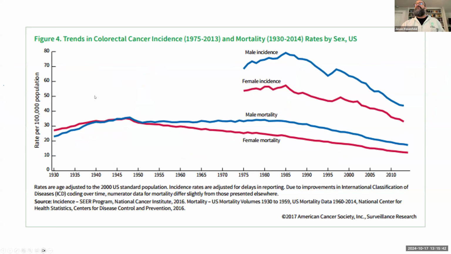So let's look at trends in colorectal cancer incidence, 1975 to 2013, and mortality by sex across the United States. So here we got colon cancer. You got mortality on the bottom, red for women, blue for men, and we've got incidence rates. So again, incidence being number of new cases up top, red for women, blue for men, rate per 100,000 years down here. Any observations?